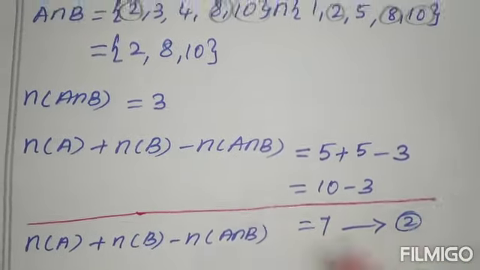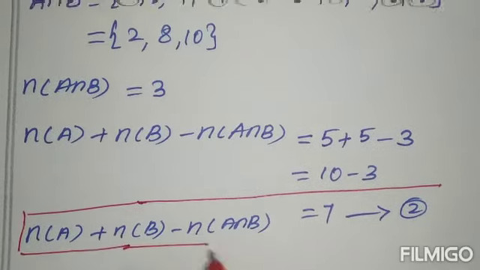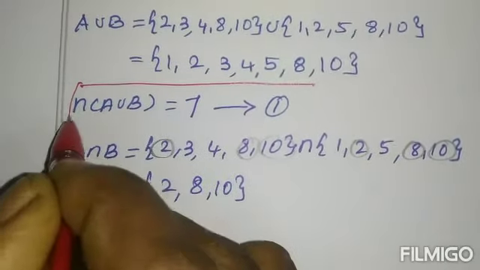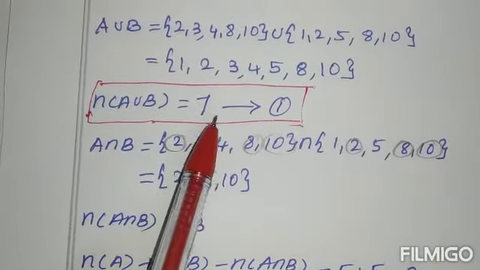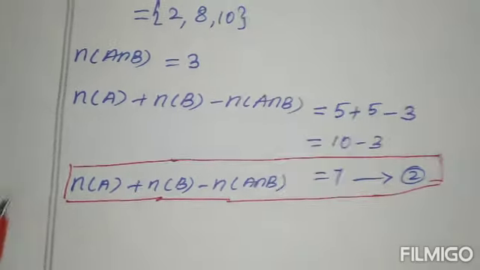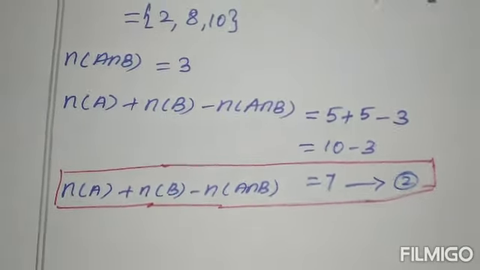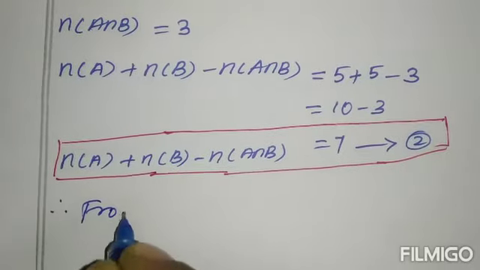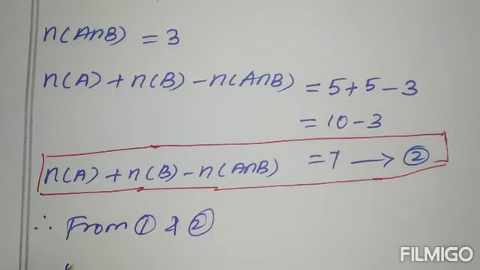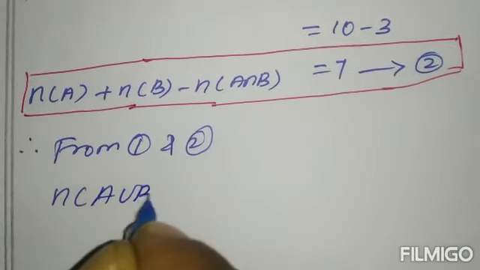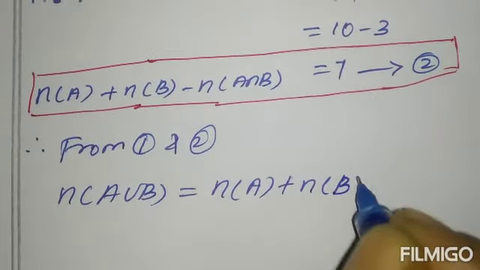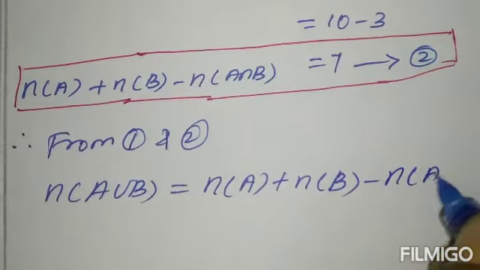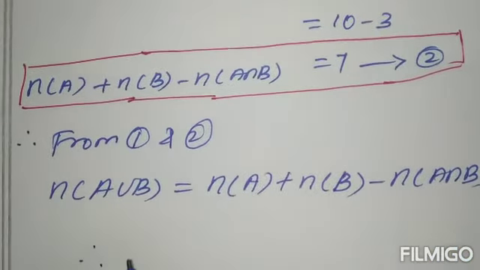Now if you look, the second equation and the first equation are equal, that is, LHS is equal to RHS. This is equation 2, this is equation 1. So from both equations we get the answer equal to 7. So n of A union B is equal to 7, and n of A plus n of B minus n of A intersection B is equal to 7. Therefore, from 1 and 2, n of A union B is equal to n of A plus n of B minus n of A intersection B. Hence verified.